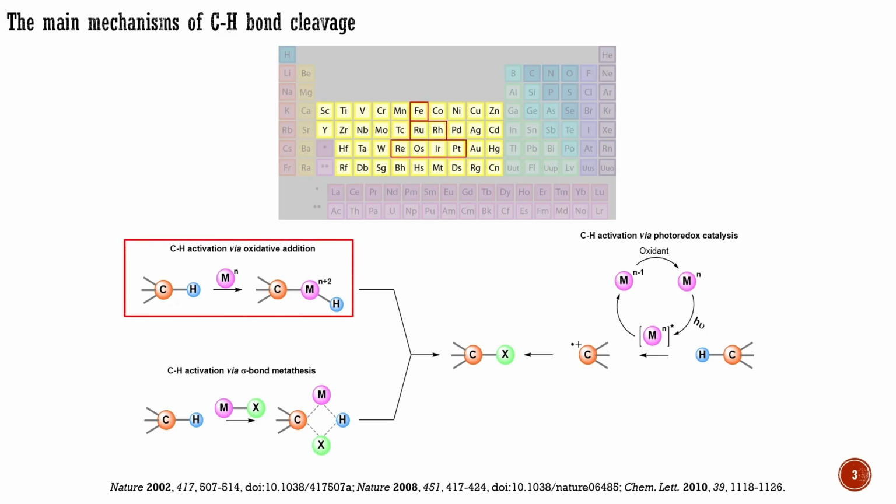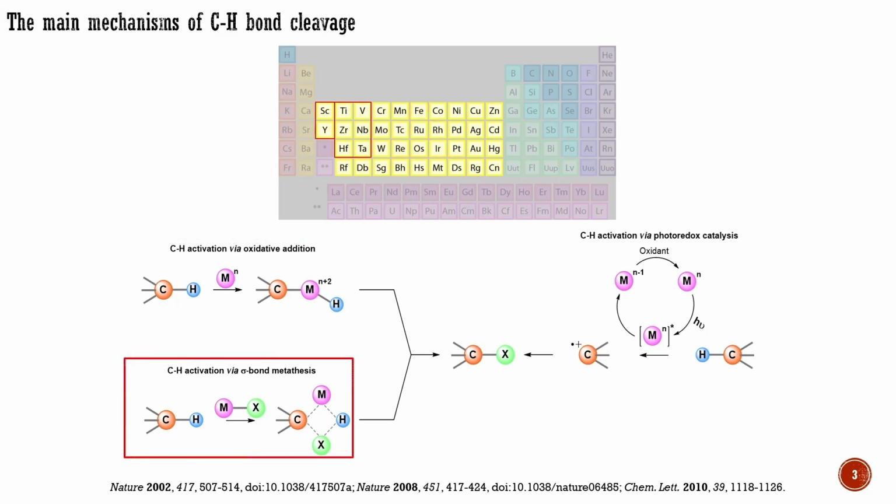The first mechanism is based on the oxidative addition of the metal to the C-H bond. This type of C-H activation is common for late transition metals in their low oxidation state. The second mechanism of C-H activation is based on sigma bond metathesis, common for early transition metals.